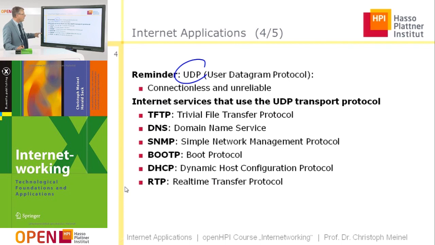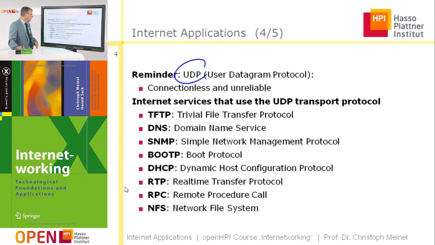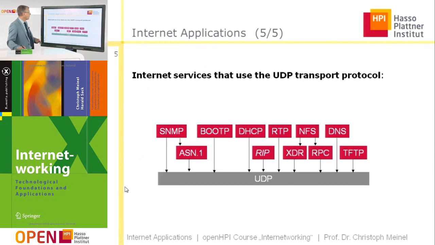The boot protocol, the dynamic host configuration protocol, the real-time transfer protocol, the remote procedure call, the network file system, the routing information protocol. A few of them we already have discussed when we discussed protocols on the other layers of the TCP/IP protocol stack. So here is a picture of the Internet services that make use of the UDP transport protocol. We also see the NFS protocol makes use of XDR as well as of RPC.